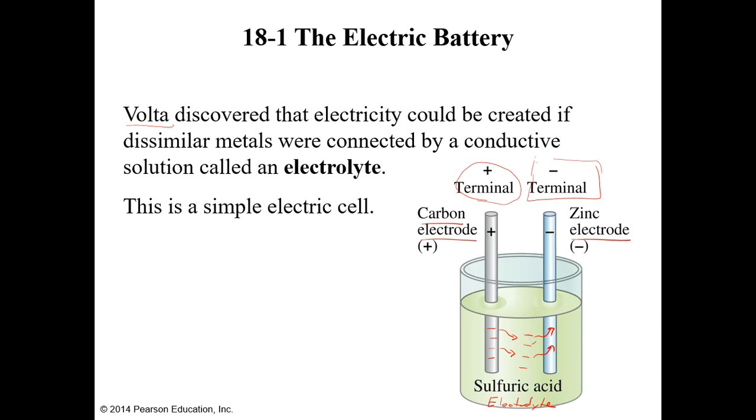This is one of the most basic, simple electric cells or batteries. You can do this at home using a lemon with a piece of copper and a piece of zinc, like a dime and a penny. Or you can do it with a potato. There are a number of ways you can do this at home. Kind of a fun experiment you can try.